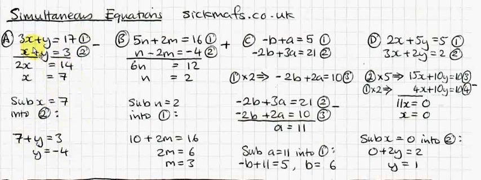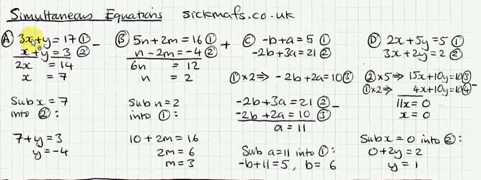Now you might be wondering, how can you just take the equations from each other? That's a bit crazy, isn't it? Well, think about it like this. If you've got 3x plus y is 17, and x plus y is 3, then if I do this take away this, the answer should be the same as this take away this, because they're the same thing as each other. This take away this should be the same as this take away this, because this is equal to that, and that's equal to that. So that's the idea.